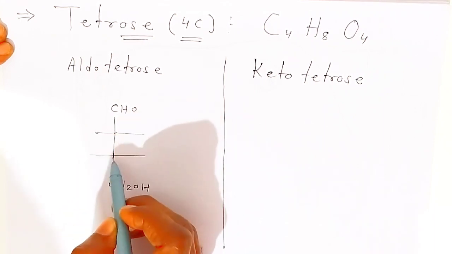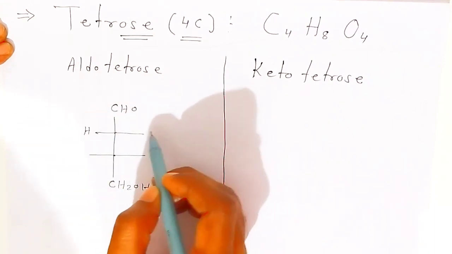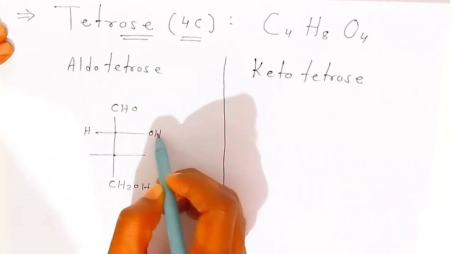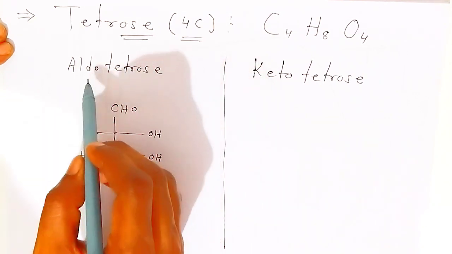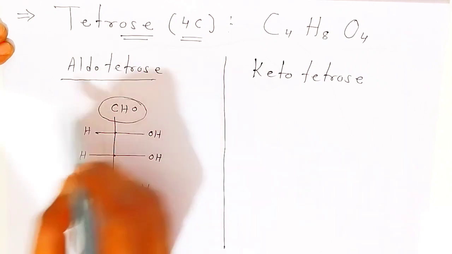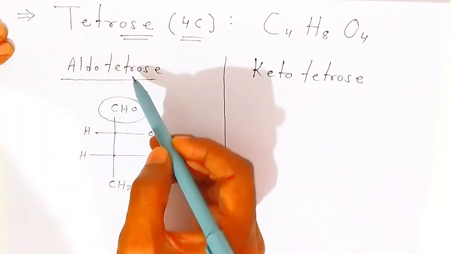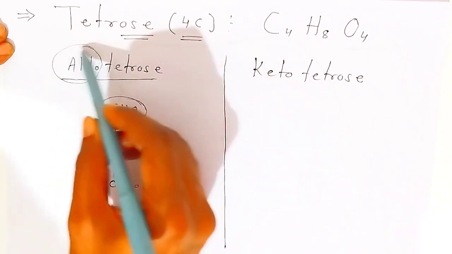Okay students, this is the carbon, this is also carbon. Now students, I am filling this valency by hydrogen and hydroxyl. So this way I have filled. So this is the example of aldo tetrose. Why aldo tetrose is because this molecule is containing aldehyde group. And why it is tetrose, because it is containing 4 carbon. So it is called as aldo tetrose.